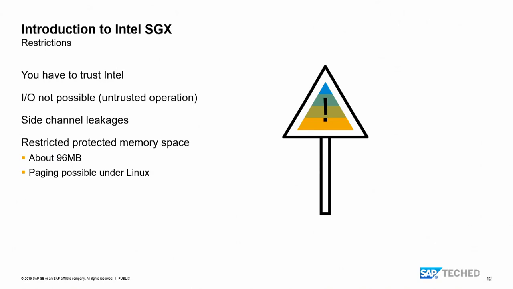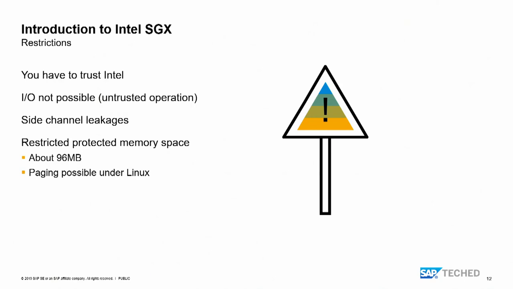Third, Intel SGX does not protect you against side channel leakages. For example, if your processing has timing problems, so if sensitive data is leaked by timing, you have a problem. You have to care about that during your programming.